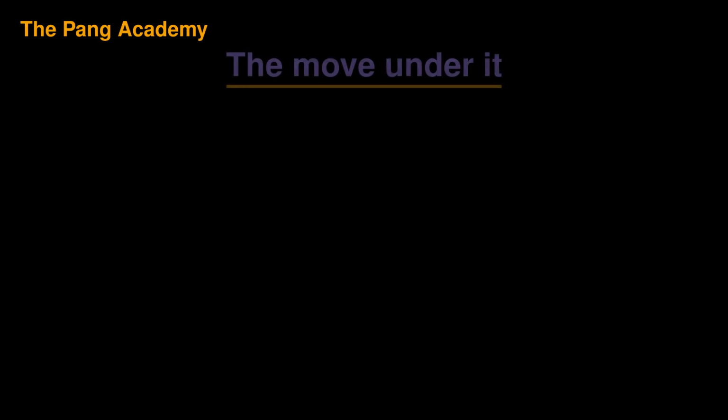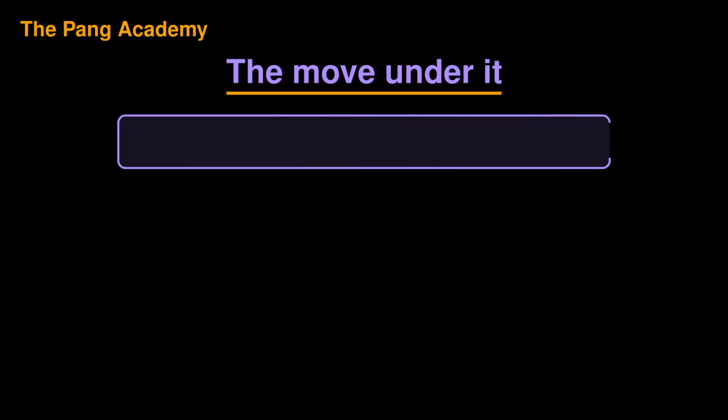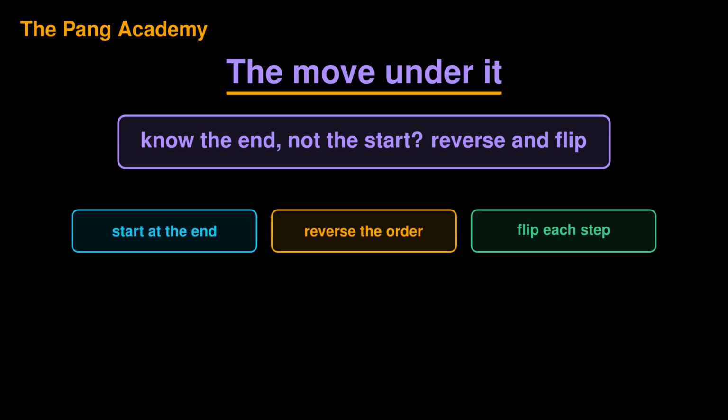So whenever you know how a process ended, but not how it began, do not push forwards from nothing. Turn around, start at the known result, and travel the steps in reverse. As you pass each step, replace it with its opposite. Reverse the order, flip every operation, and the unknown start you were missing simply unwinds into view.